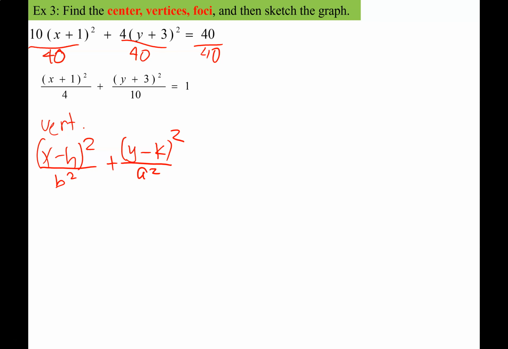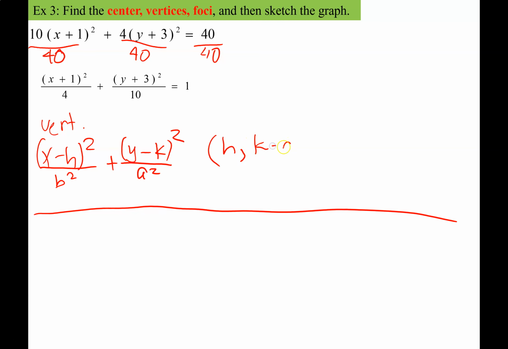And in order to find the major vertices for that, you're going to have to pay attention to your coordinate. It's going to be your h value, comma, k minus your a value. And then the other coordinate would be h, comma, k plus your a value. And that's for a vertical ellipse.